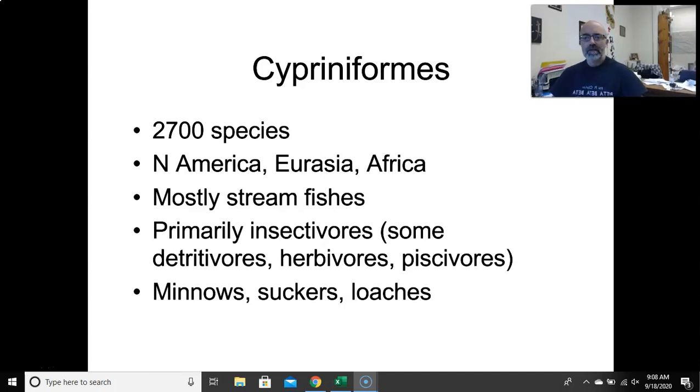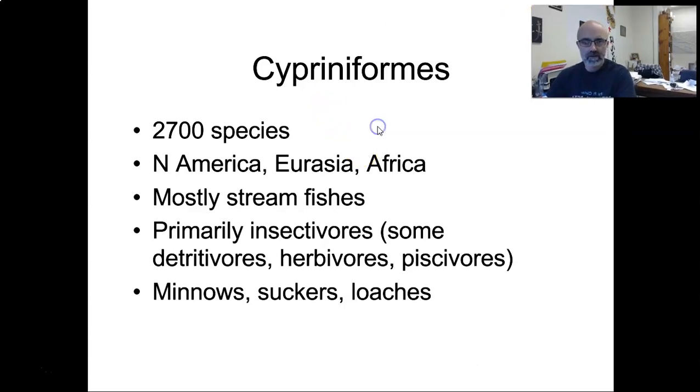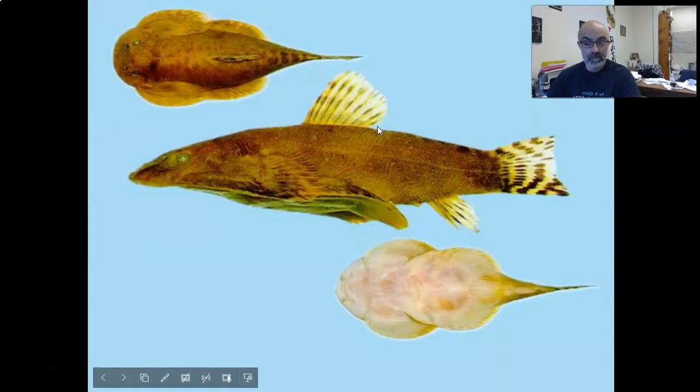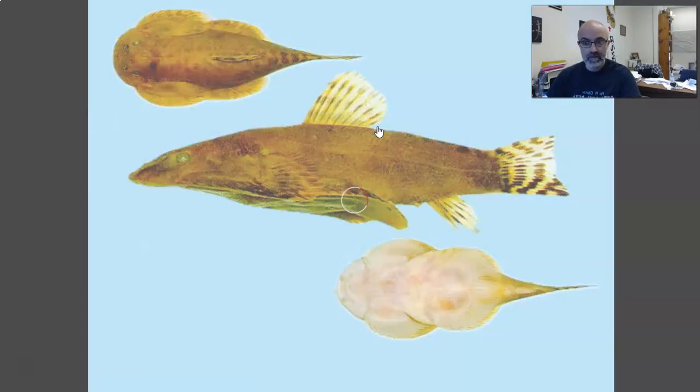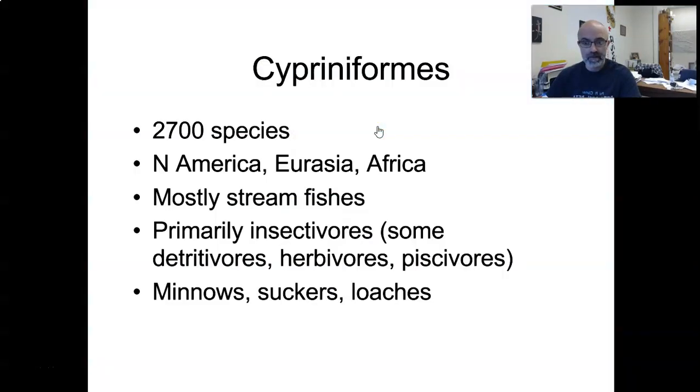So one of the biggest orders we have is the Cypriniformes. These are mostly stream fishes, and they include all the minnows, so Notropis, Cyprinella, Campostoma, and all the suckers, Moxostoma, Hypentelium, are all in this order. And as an order, it's distributed all around the world, including Africa, Eurasia, North America.